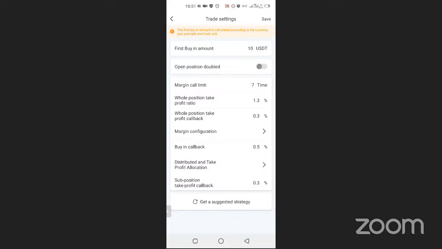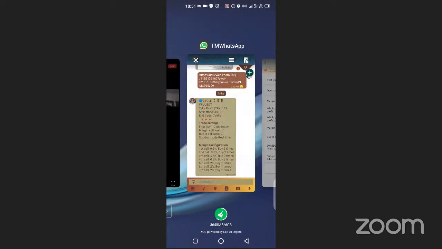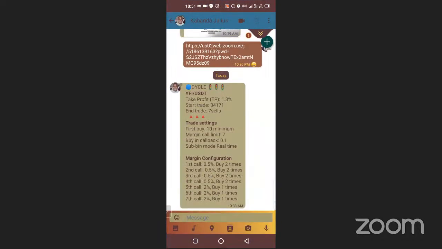Oh, I'll keep it at 7. I've told you the first 4 margin calls, the robot doesn't sell usually, so it will sell 3 times. Then say first buy in amount, minimum 10. So it means I can put 20, 30, 50, depending on my capital. Okay, margin call limit 7.